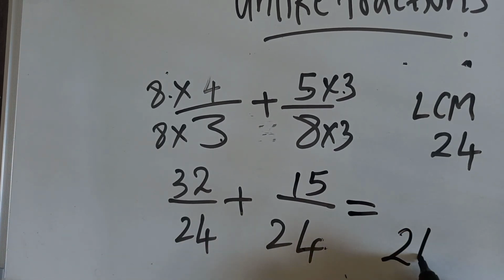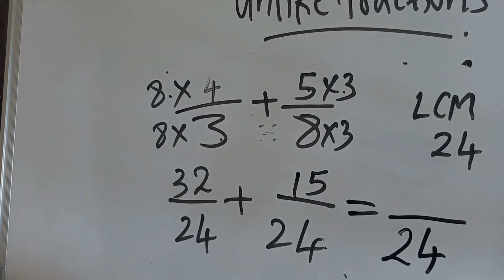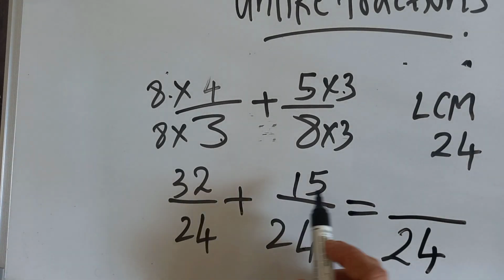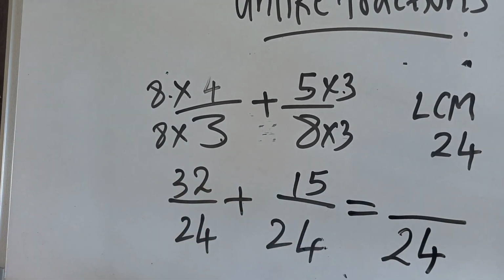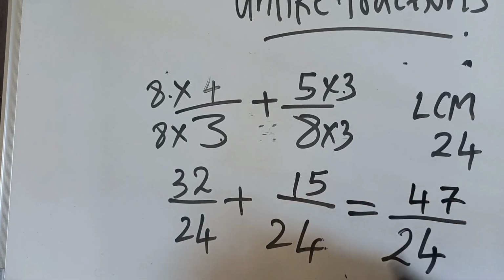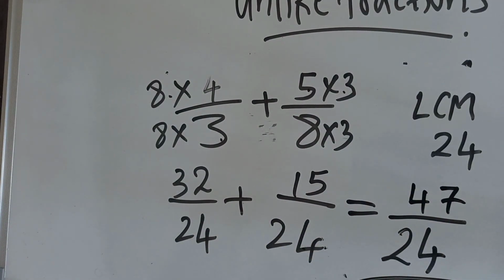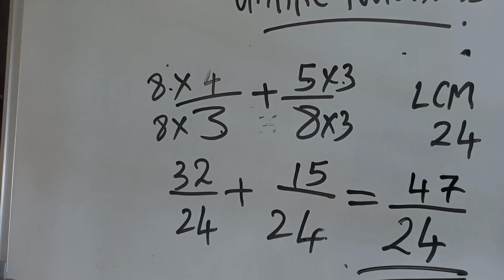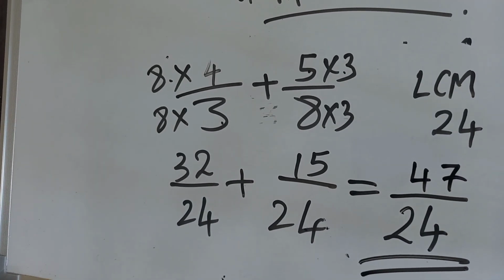So in the answer also the denominator will be 24. Now in the numerator you just have to add 32 plus 15, which will be 47. So the answer will be 47 by 24. So this is how you can add unlike fractions.